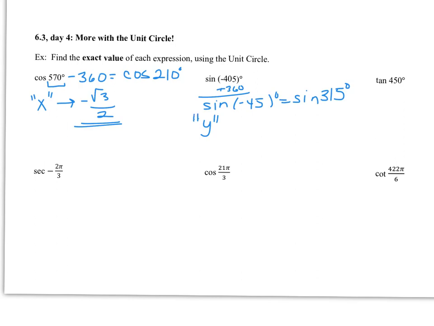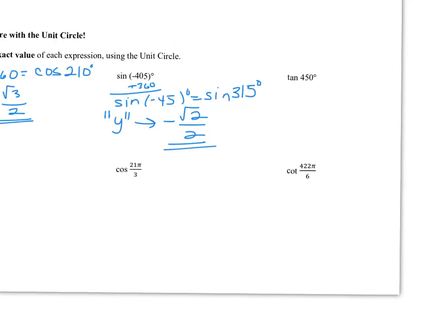So these are kind of nice and easy to start us off. And at 315, the y-coordinate is negative square root 2 over 2. That would be the exact sine value. And then the last one in this row, tangent at 450.